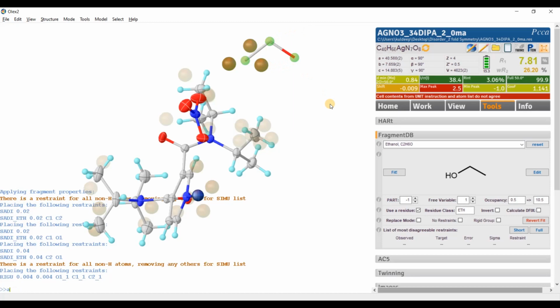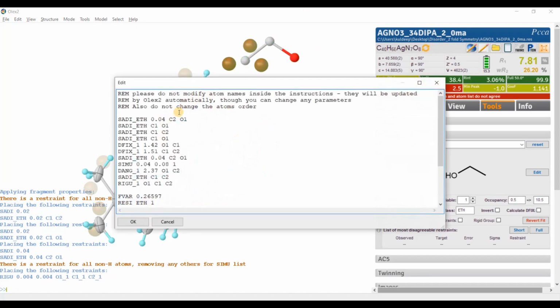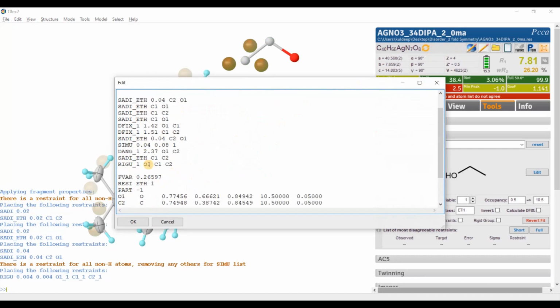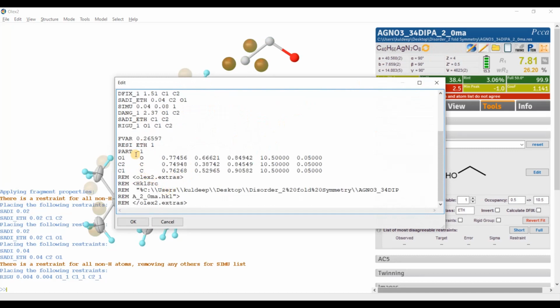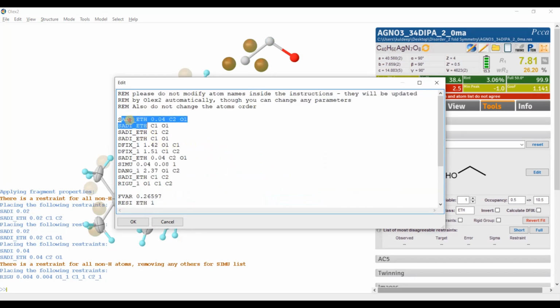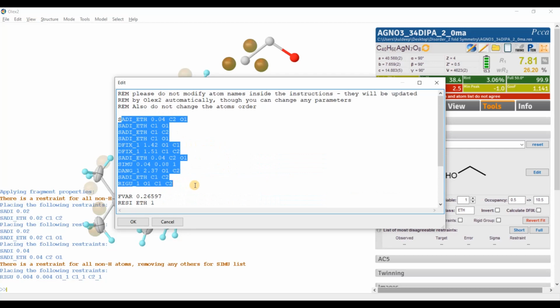But before that, you can see the atoms in the ins file. This time I'm fitting a residue. Now there is the name RESI ethanol 1. There is PART -1 and the occupancy is only half, and these restraints are automatically written into the ins file, and there is no need to type them manually.